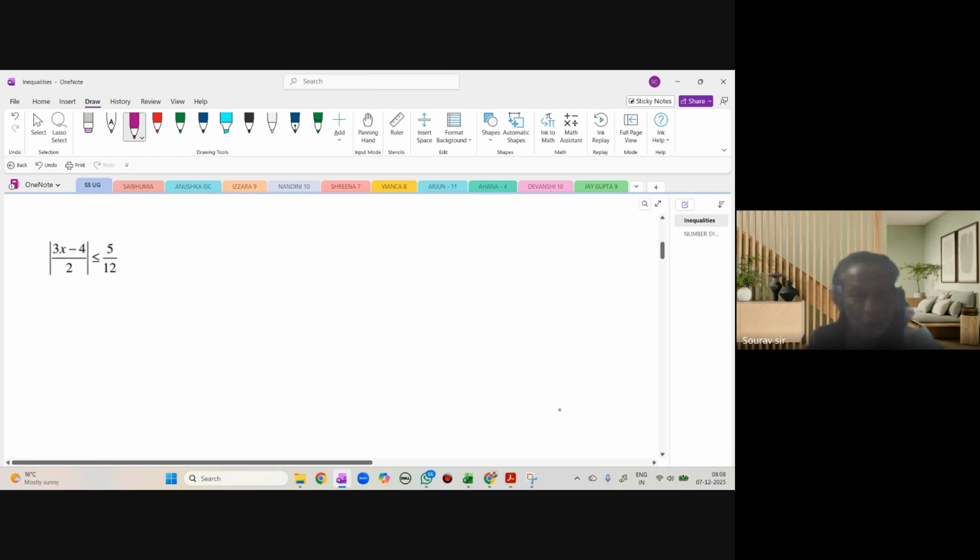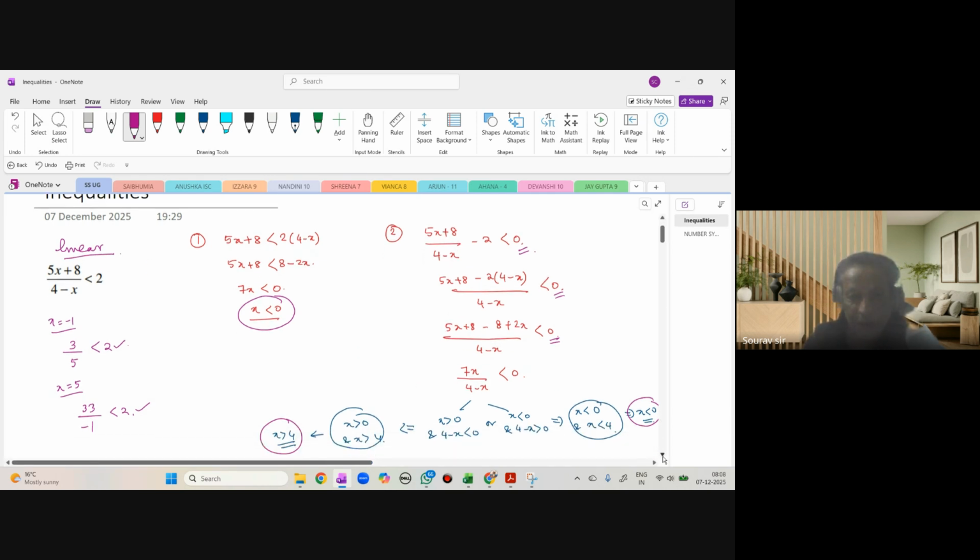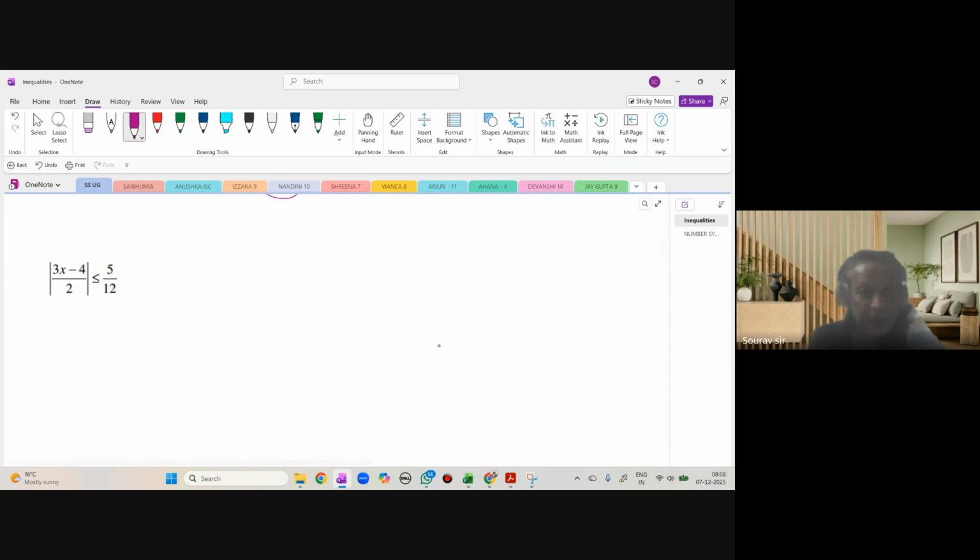Next. Okay. We go to the next one. Now, this is modulus inequality. Now, what is modulus inequality? Modulus inequality is where you have the modulus of a number.